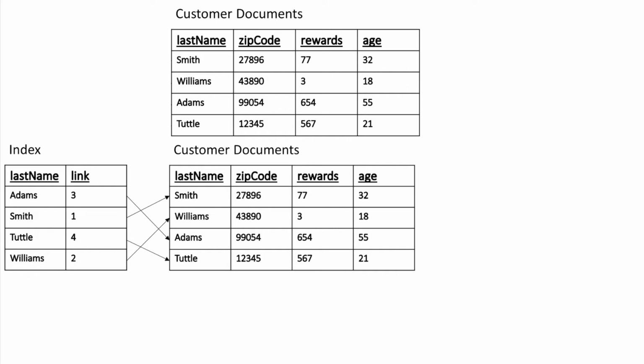So here we've created an index in alphabetical order. Now if we're searching for Adams or Smith or Tuttle, the database can be more effective, like with a binary search or whatever it uses, to really come to a quicker conclusion as to whether it can find that document. Then from there, it has a link that it can go directly to find that document.